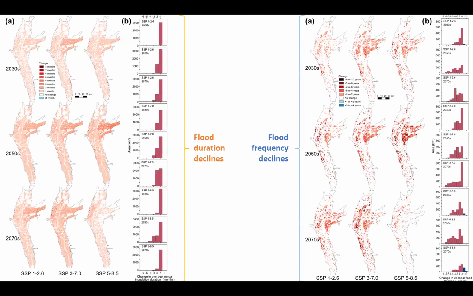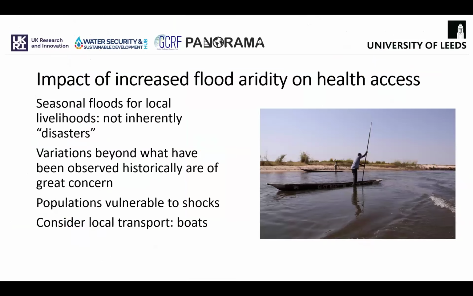On the left here, we've got the outputs for every single future scenario compared to the baseline decade. On the left is flood duration declines, and you can see swathes of orange, which refer to multiple months of the floodplain that no longer inundate in a particular year. And on the right, we have the flood frequency or magnitude declines. Where you see particularly dark red, those are areas of the floodplain that will just cease to inundate in the future compared to what has been observed historically.